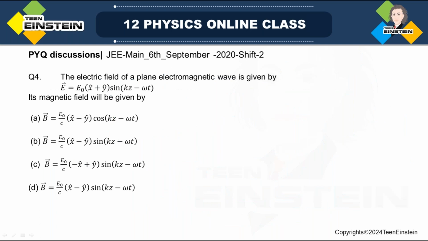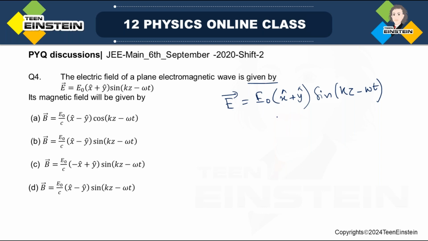This problem is also very interesting. This is a very familiar problem. The type of the problem is very familiar to us, but with a little twist, not even a twist, but a little extra information we have here. See, the electric field of a plane electromagnetic wave is given, and that is E vector is equal to E0 times x cap plus y cap times sine of kz minus omega t, right? This is the electric field.